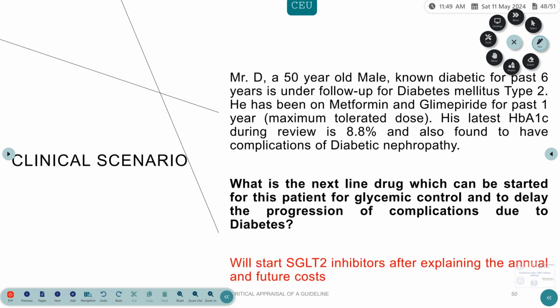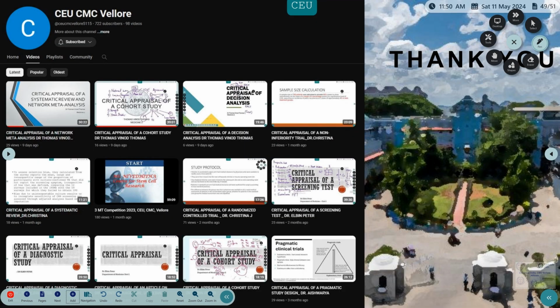So coming back to the clinical scenario, definitely the clinical effectiveness and cost effectiveness of SGLT2 inhibitors is there, and I would actually start SGLT2 inhibitors after explaining the annual and future cost to the patient so that they understand what they cost, because the cost may not be the same as it is in the US. They had a very high threshold which we discussed last week. So I will explain it to them and then start this drug for this patient, as per this guideline.